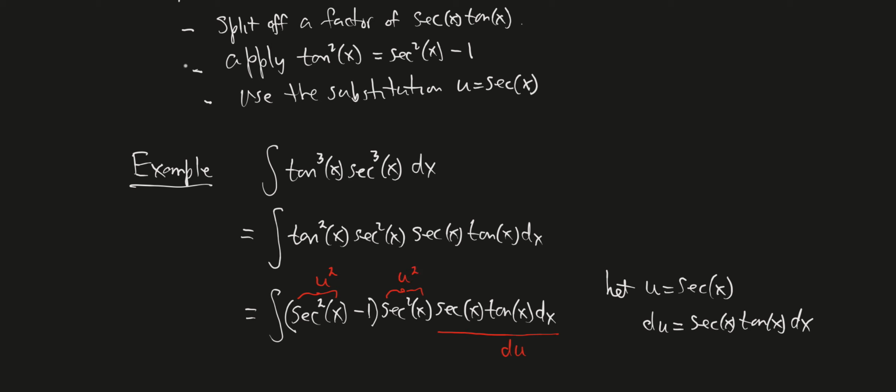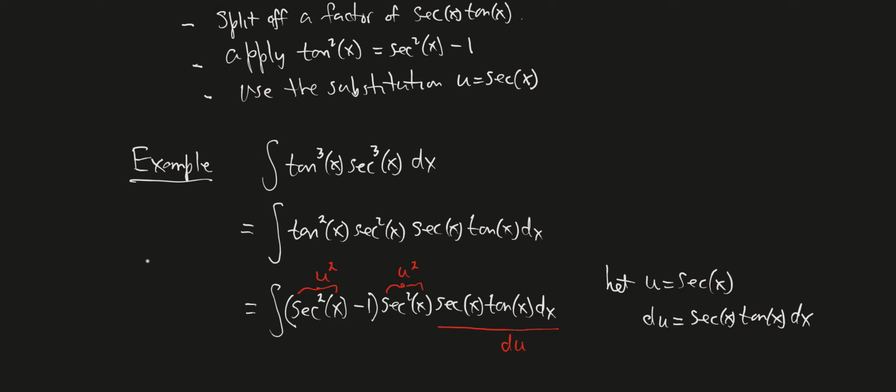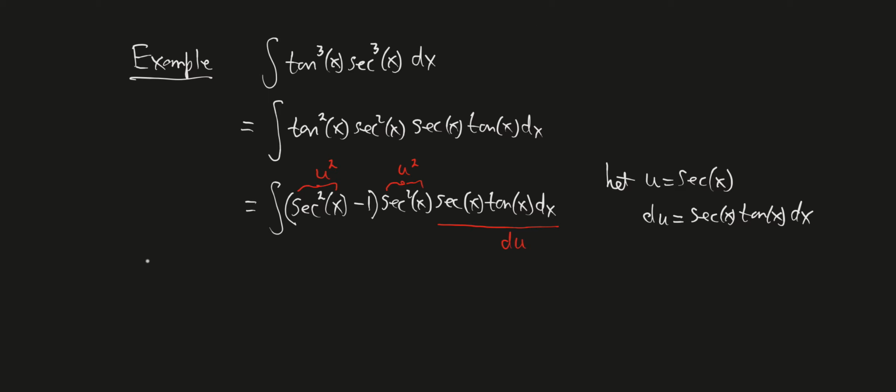All right? So let's put that all together and now write down our new antiderivative in terms of u. So in parentheses here I have u squared minus 1, and then that's being multiplied by another u squared, and all of this is now my du.